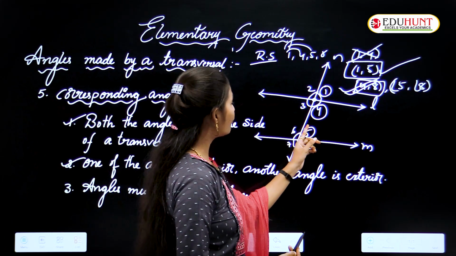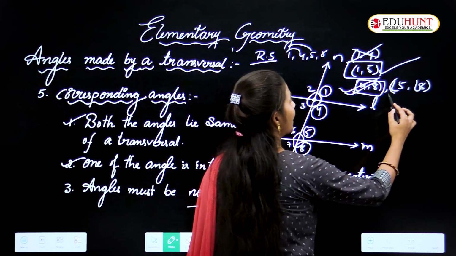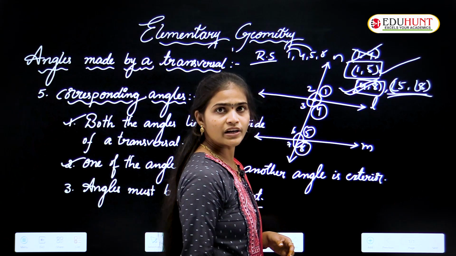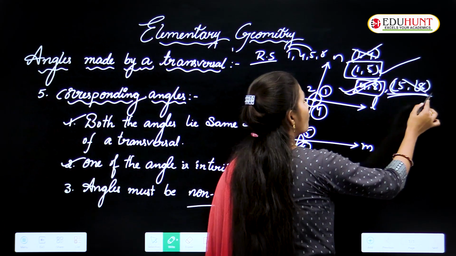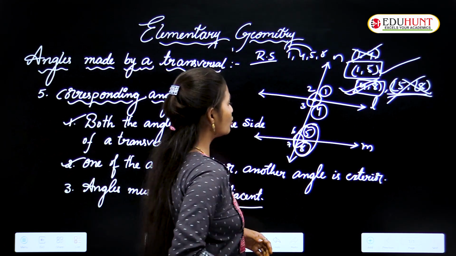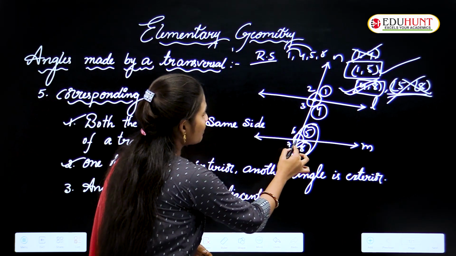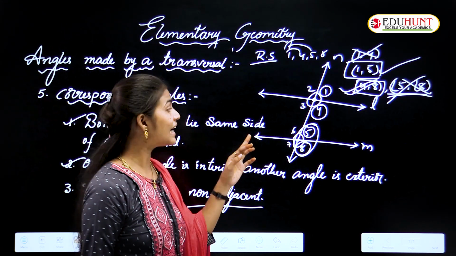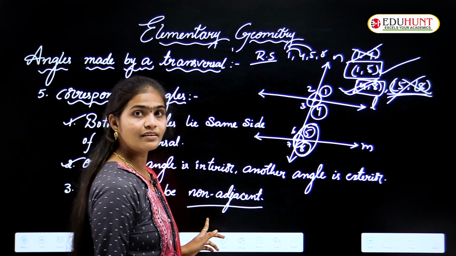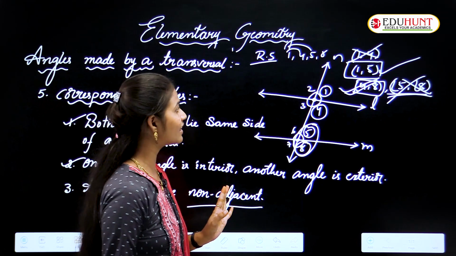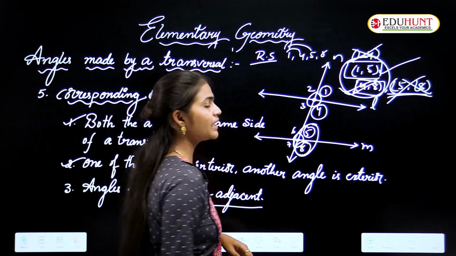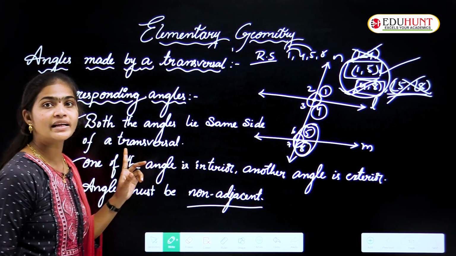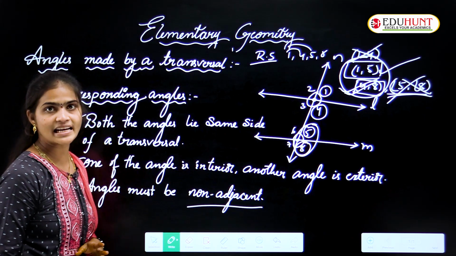Okay. Come to 5 and 8. Is this a pair of corresponding angles? No. Why? Because 5 and 8, those two also form at the same common point. That's why those two are adjacent angles. But here those two angles must be non-adjacent. So how many pairs are formed here? 2 pairs of corresponding angles are formed on the right side of a transversal.